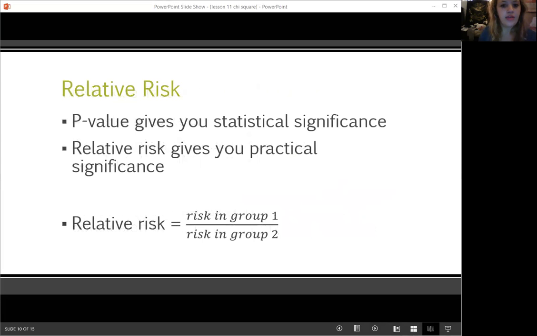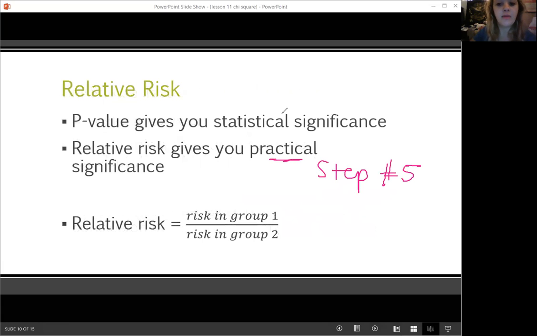Okay, and then one more thing, we do have relative risk in this chapter. This is similar to probability, so you might recall it from that chapter. But it's basically about the difference between statistical significance and practical significance. So this is kind of like our step 5 of our hypothesis test, where we're finding our real world conclusion. It's going to show you more practical significance in this case.